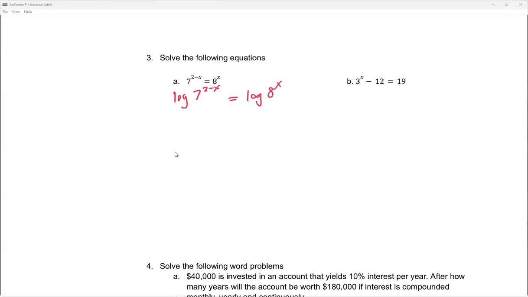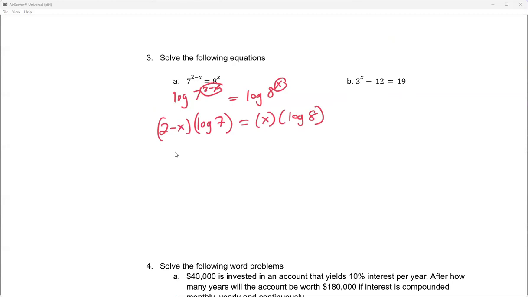Okay. When you do that, the reason why we put logs is so that we could bring the exponent down, so you could put this as 2 minus x log 7 is equal to x log 8. Any question on that? We use that power property in the front.